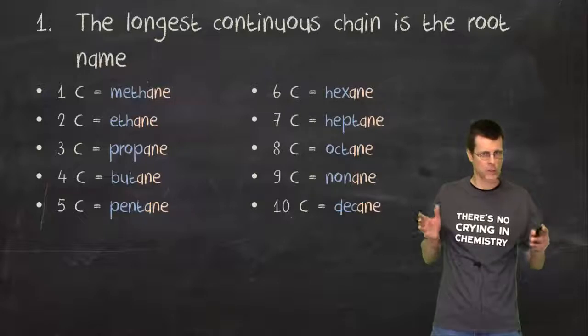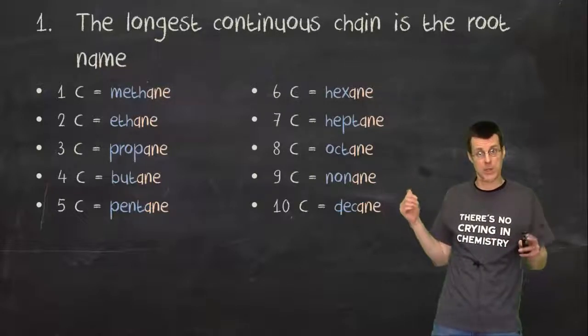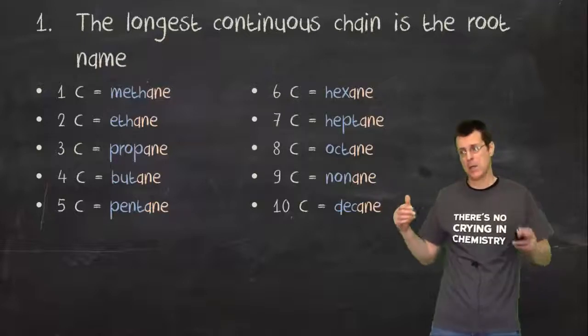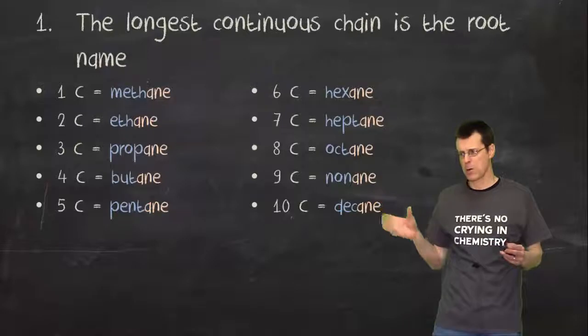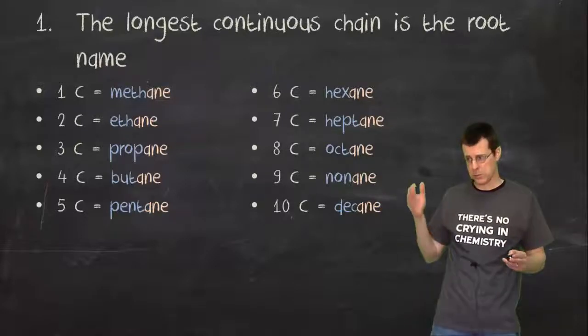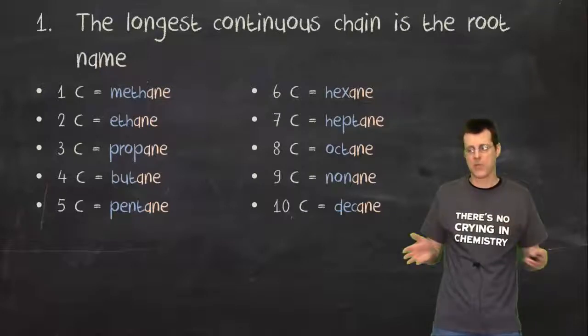It might not always work out that way, but for all the alkanes, they all end in -ane. Methane, ethane, propane, and so on. And the first part of the name is the carbon count. So one carbon is going to be meth. Two carbons is eth, three carbons is prop, four carbons is but, and so on.